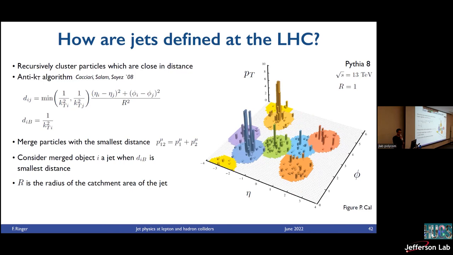So Ari. Sorry, I think I missed this, but how did you decide when to stop looking at the distance between jets and start looking at the distance to the beam? How did you know to stop at three?